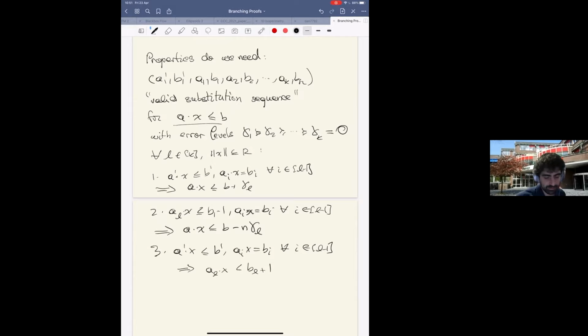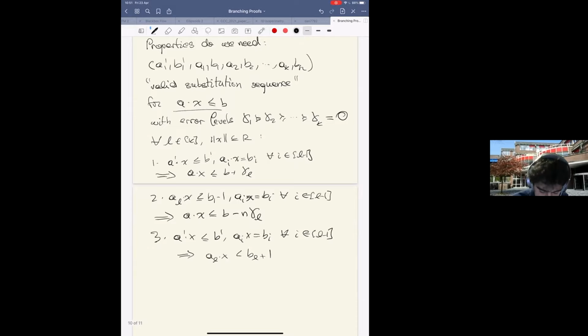So let's think about what this could help with. Let's assume you have your original polytope, your leaf polytope, AX less than or equal to B. And now we have our errors. So this is the perturbed polytope.